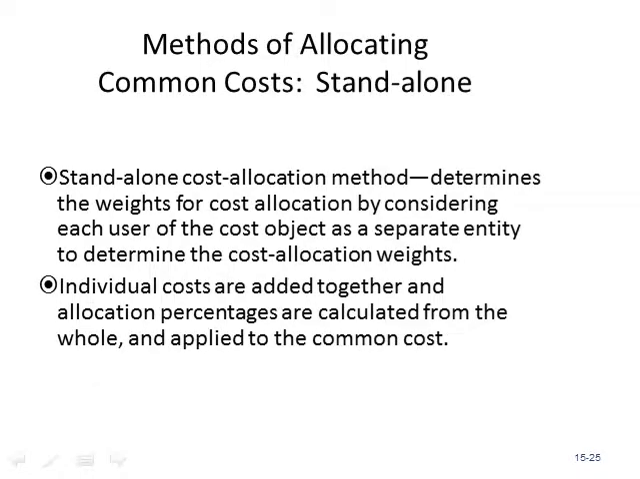So we have a couple of different methods of allocating common costs, of course, the first one being the standalone cost allocation method. This method determines the weights for each cost allocation by considering each user of the cost objective as a separate entity to determine the cost allocation weights. Individual costs are added together and allocation percentages are calculated from the whole and applied to the common cost.